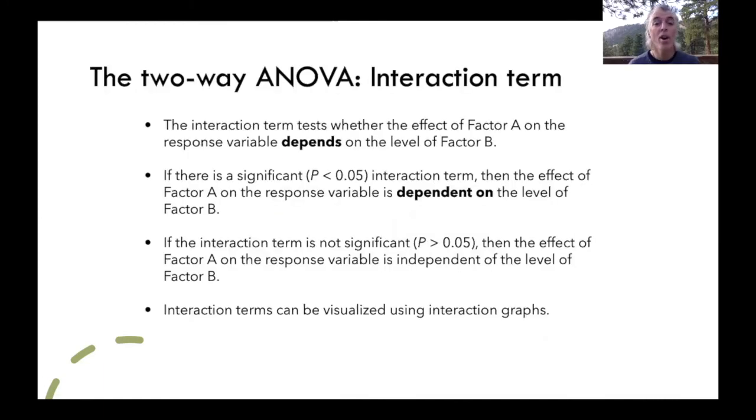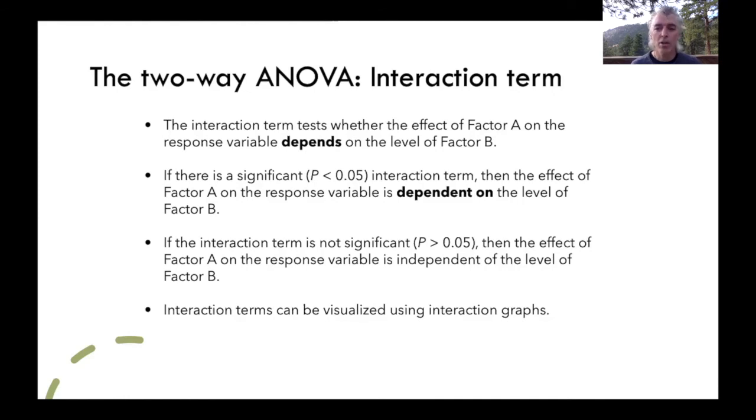So in a two-way ANOVA then, an interaction term tests whether the effect of factor A depends on the level of factor B. If there's a significant interaction, then the effect of factor A is not constant. It depends on the level of factor B. If the interaction term is not significant, then the effect of factor A does not depend on the level of factor B, and we can interpret then that the effect of factor A is constant.